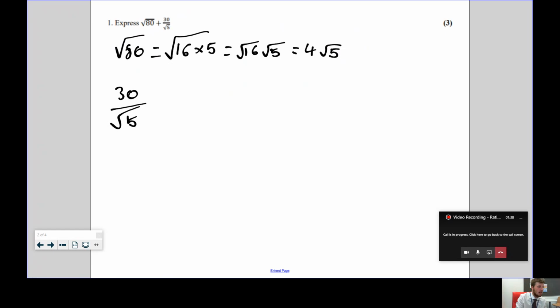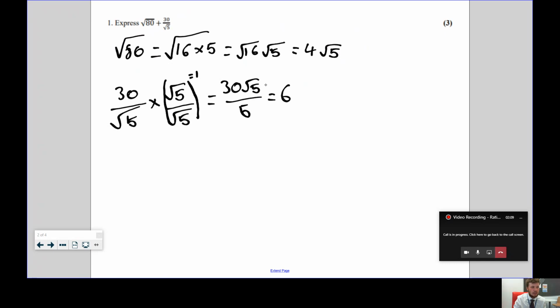Looking at 30 over root 5, I want to multiply this by something to rationalise the denominator, but I can't change the value of it. So the only thing that is going to work is root 5 over root 5, because as we spoke about in lesson, this is equivalent to 1. So multiplying by 1 won't change the value. 30 multiplied by root 5 is 30 root 5. And root 5 multiplied by root 5 just gives us 5. So therefore, 30 divided by 5 is 6 root 5.